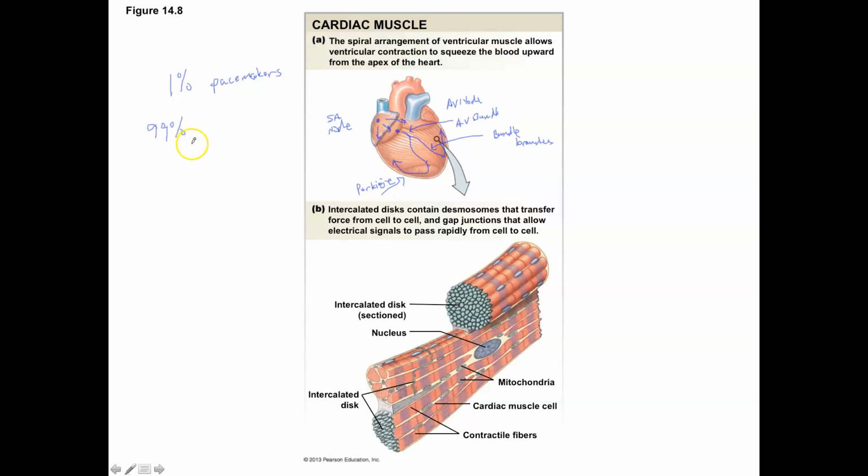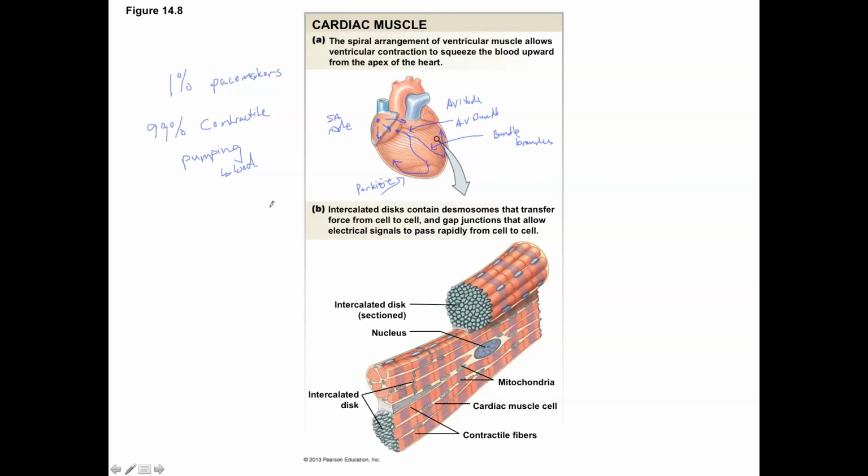The other 99% of cardiac muscle cells are the contractile cardiac muscle cells. And so those contractile cardiac muscle cells are the ones that are responsible for pumping blood. So essentially, you've got 1% of the cardiac muscle cells in your cardiac muscle tissue that are sending electrical signals. And then the other 99% of cardiac muscle cells are essentially contracting so that you can pump blood through the heart and then through the pulmonary circuit and the systemic circuit.